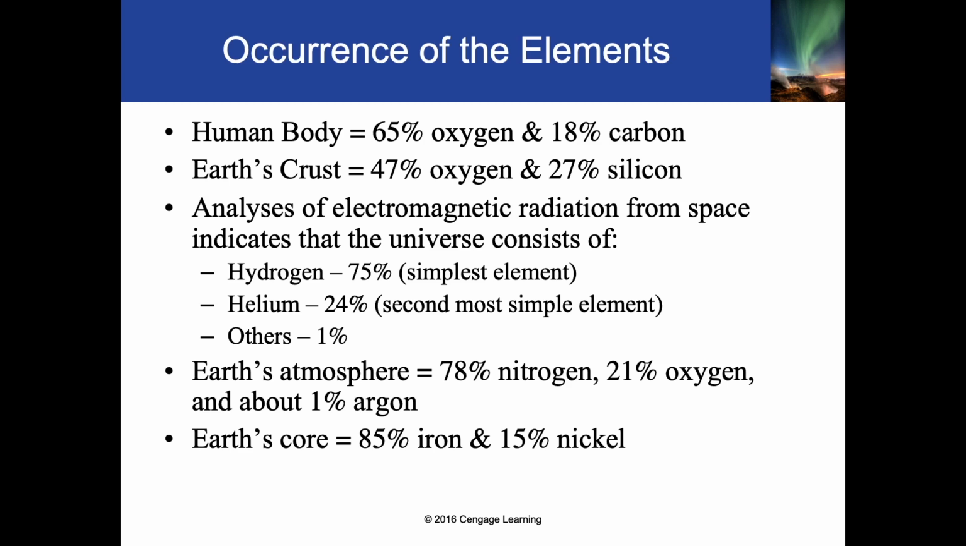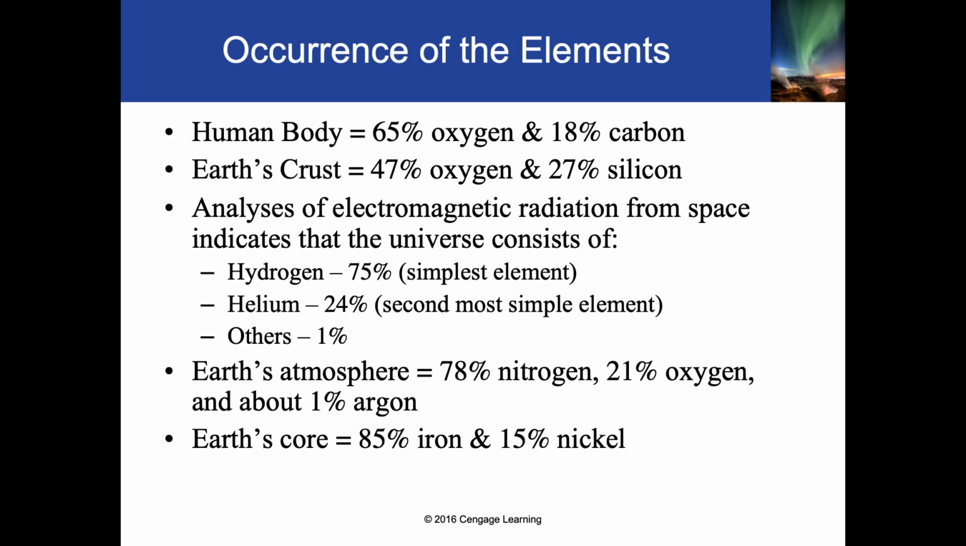And so, interestingly enough, you might think that this is super different, where the human body is 65% oxygen and 18% carbon, and Earth's crust is 47% oxygen. Why doesn't it have any carbon in it? Interestingly enough, though, if you look at the periodic table, carbon and silicon are actually in the same group up here. When an element is in the same group or family on the periodic table, they have the same properties. So it's not so dissimilar to have carbon in the human body and silicon in the Earth's crust.